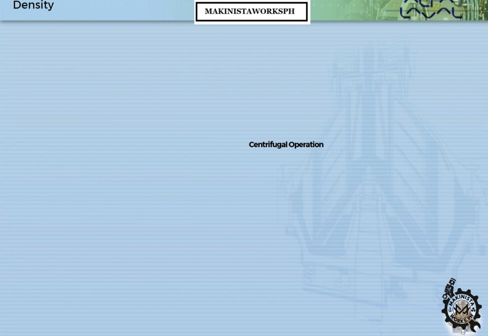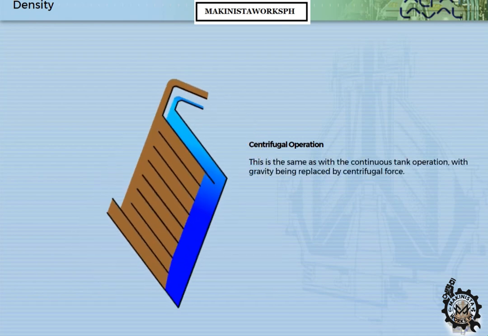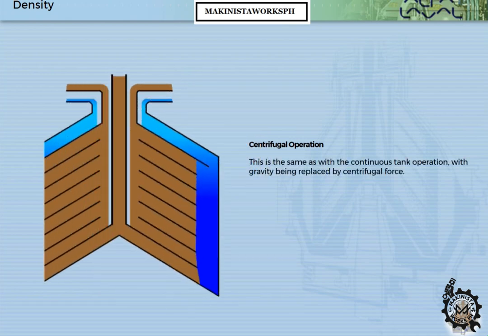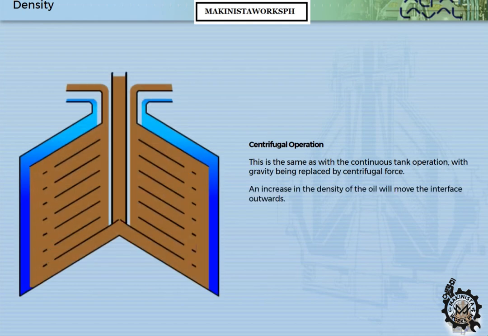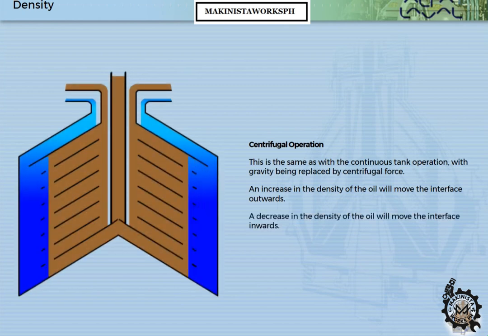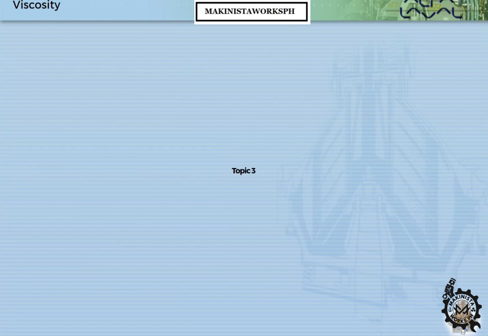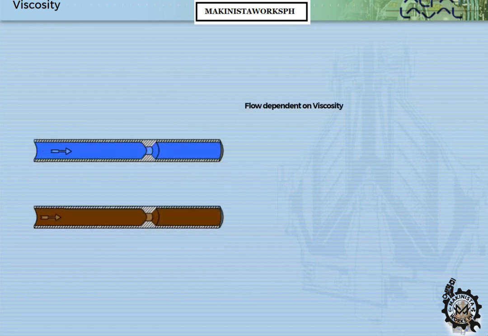Centrifugal operation. This is the same as with the continuous tank operation, with gravity being replaced by centrifugal force. An increase in the density of the oil will move the interface outwards. A decrease in the density of the oil will move the interface inwards. Topic 3. Viscosity. Flow dependent on viscosity.